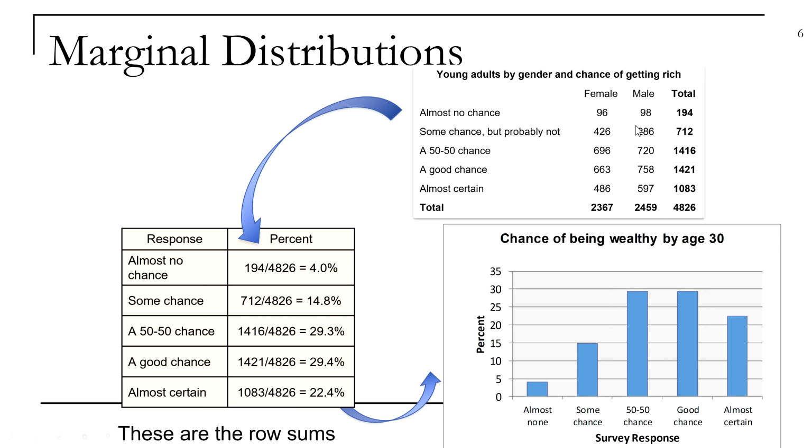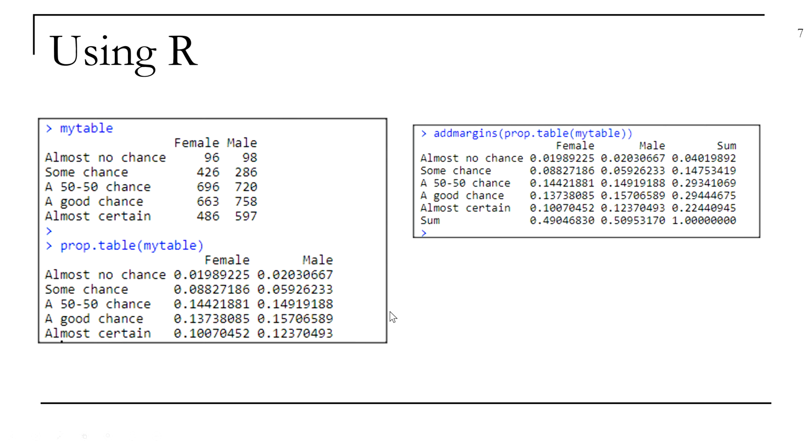You could also do a distribution of the columns. 2367 out of 4826 are female. 2459 out of 4826 are male. But this is called a marginal distribution of the rows. So these are just the row sums, 194, 712, so forth. Divide by the total, and you get this. And again, if we added up these percentages, they would add up to be 1.